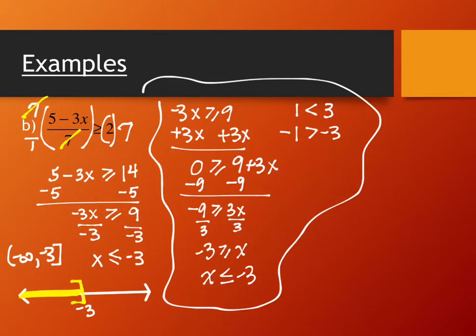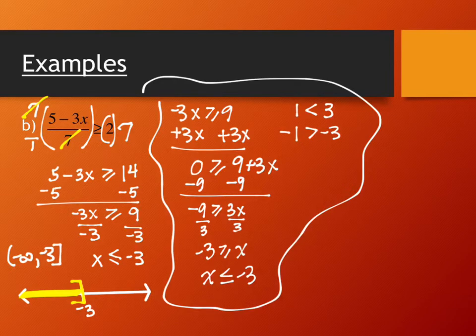Any questions on that one? Okay, so direction of inequalities only changes when we multiply or divide by negatives. Doesn't change for addition, doesn't change for subtraction, doesn't change if we multiply or divide by a positive number, just negative numbers.